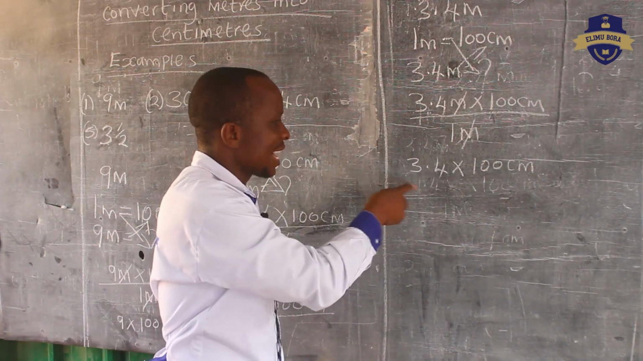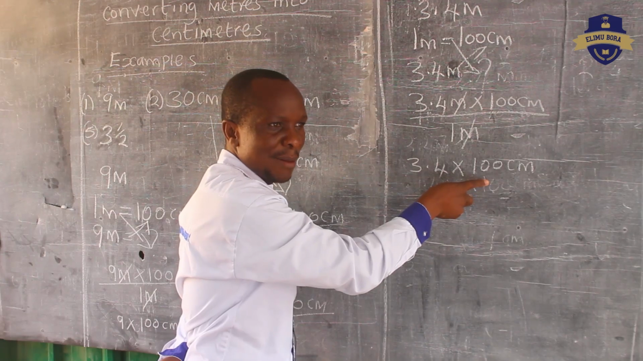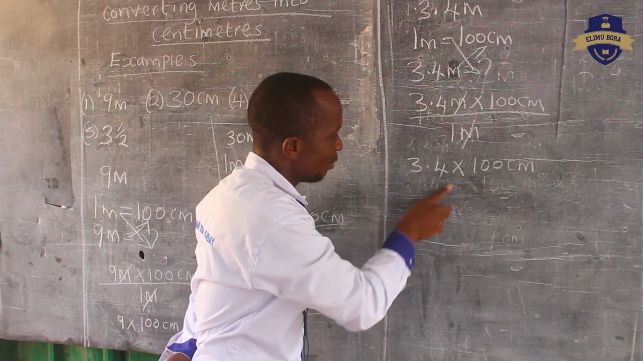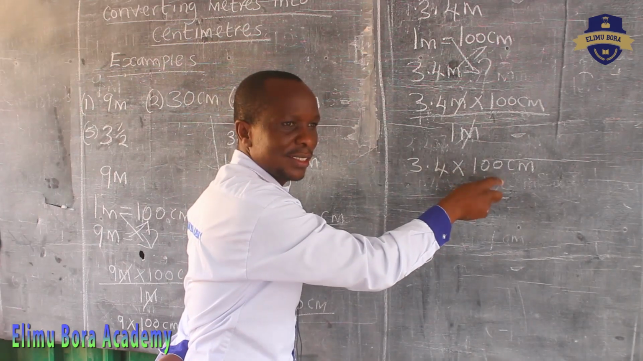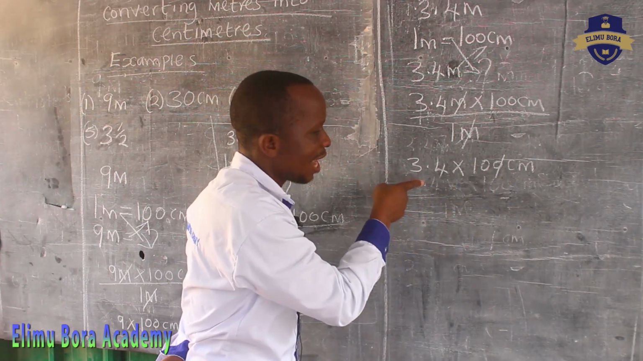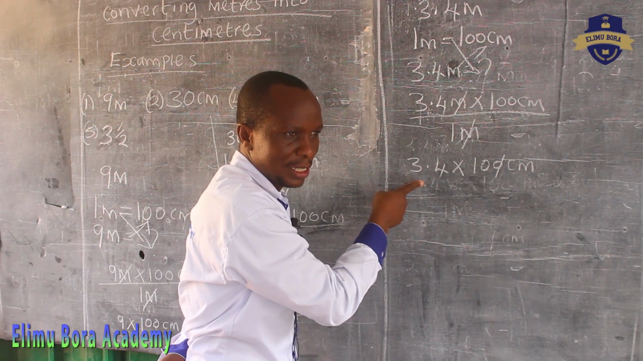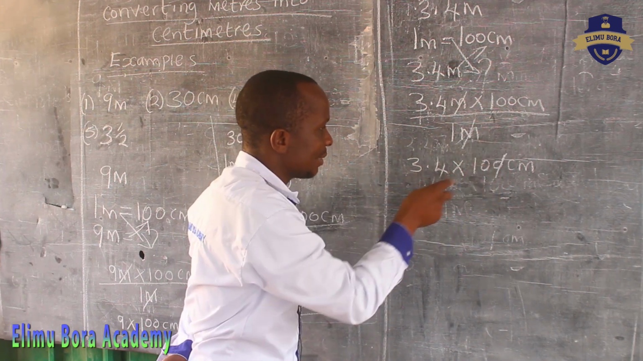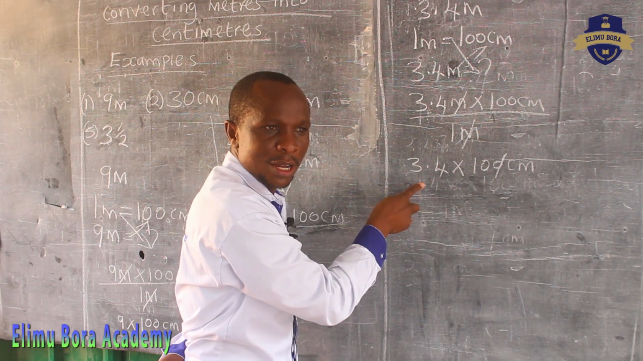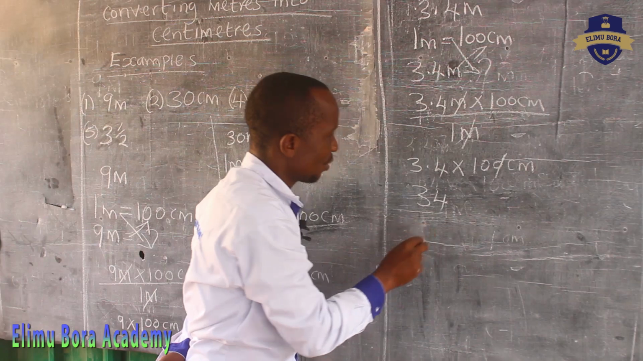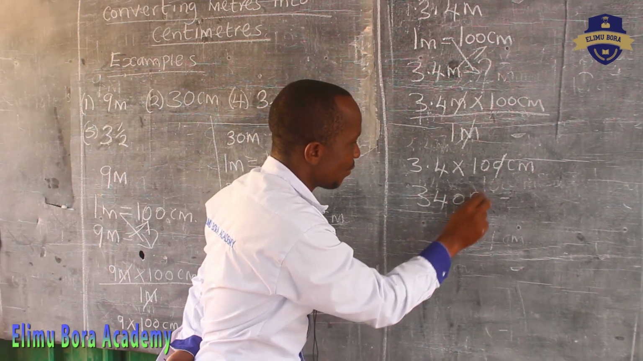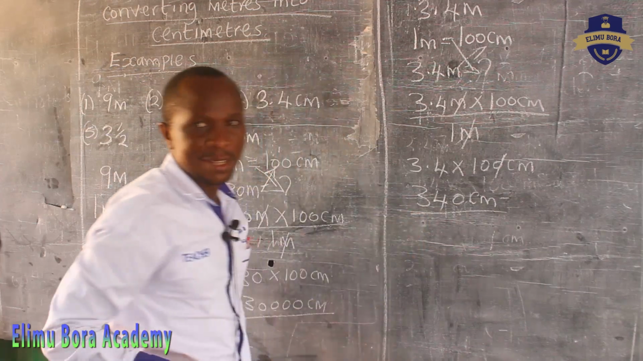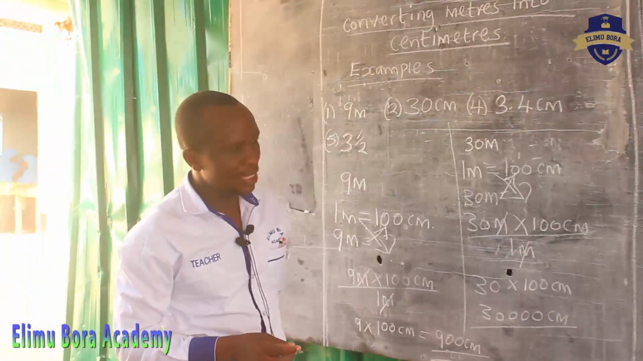If you are multiplying a decimal by a multiple of 10, we do what? You cancel the last zero and move the decimal point. So 3.4 becomes 34, then we multiply by 10. It becomes 340 centimeters.